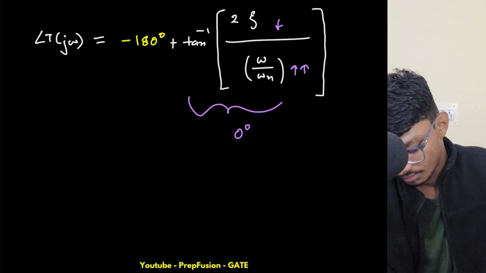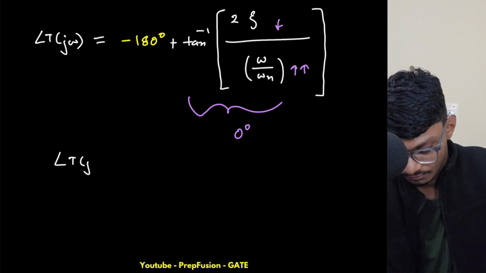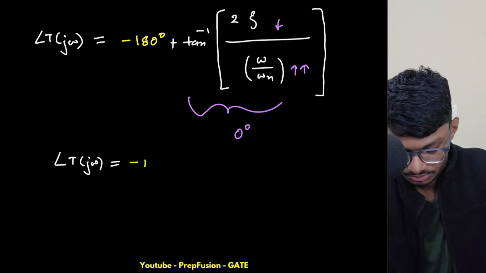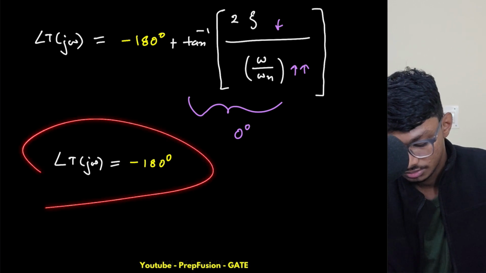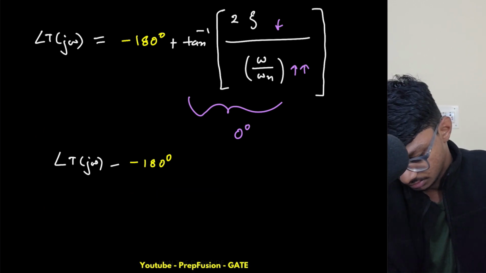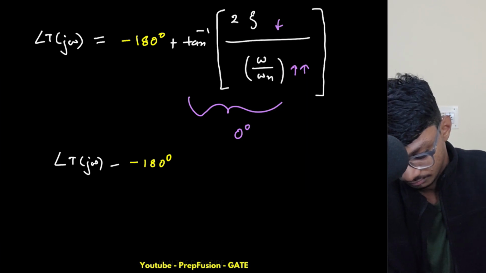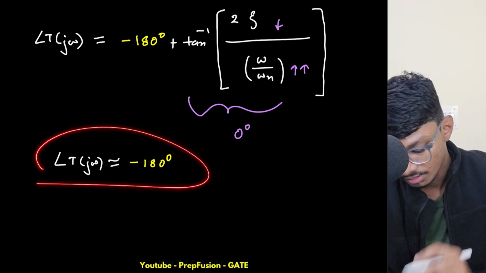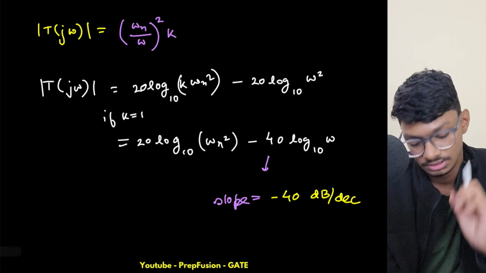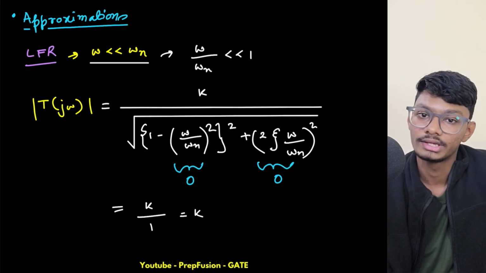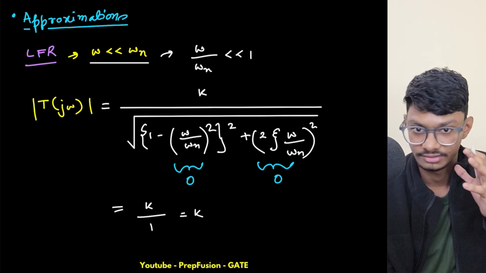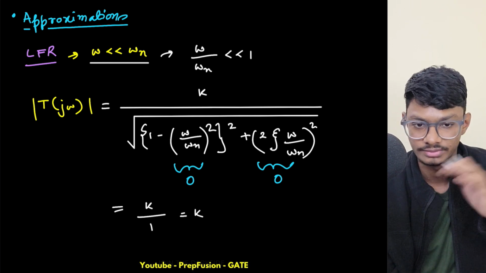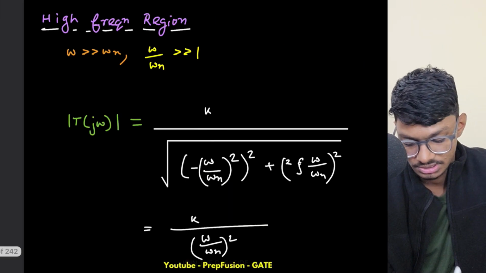So here my angle of T of omega equals minus 180 degrees. Okay, so this is my angle in approximation. Now what is the difference here? The difference here is that we are not taking into consideration zeta. If you notice carefully, whatever zeta may be, 0.2, 0.3, whatever it may be, we are not taking it into account, because zeta is getting ignored.